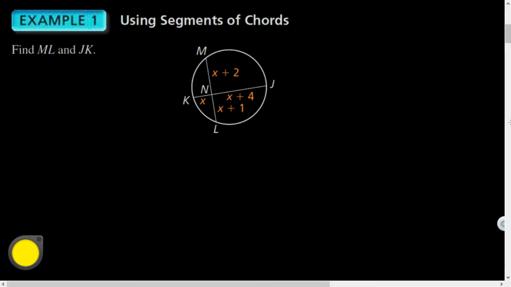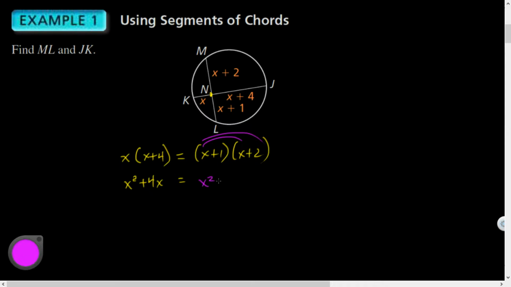So, oh dear. Wow, they just jumped right in with this, didn't they? So, I've got two chords that intersect at point N. Therefore, the product of the segments of chords, x and x plus 4, is going to equal x plus 1 times x plus 2. I distribute that over here. I'm going to have x squared plus 4x equals, and let's FOIL this over here.